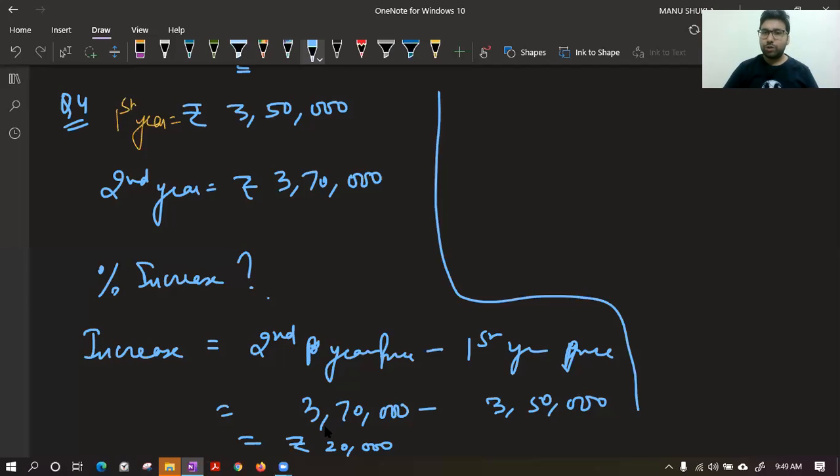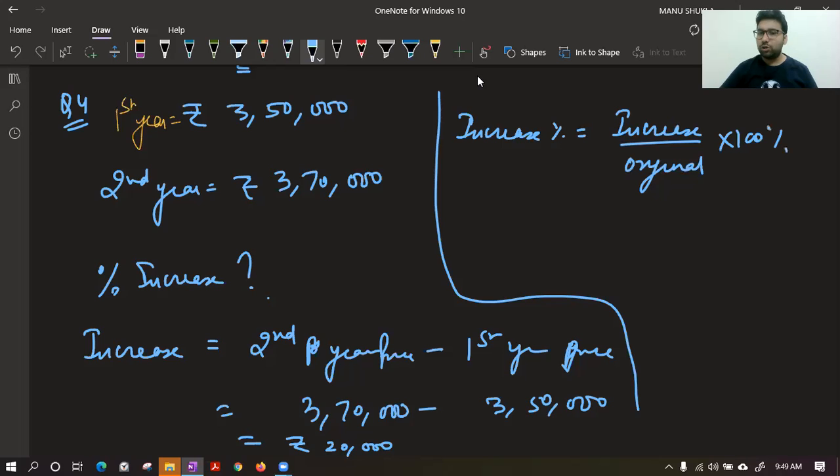That is very simple. To find the increase percentage, first we need to have the fraction. What is the fraction? Increase upon original. And whenever we want to find the percentage, we multiply the fraction by 100. Just put the value. Increase is 20,000, original value is 3,50,000. Multiply with 100. Cut the zeros, four zeros. Now we have 2 upon 35 into 100.